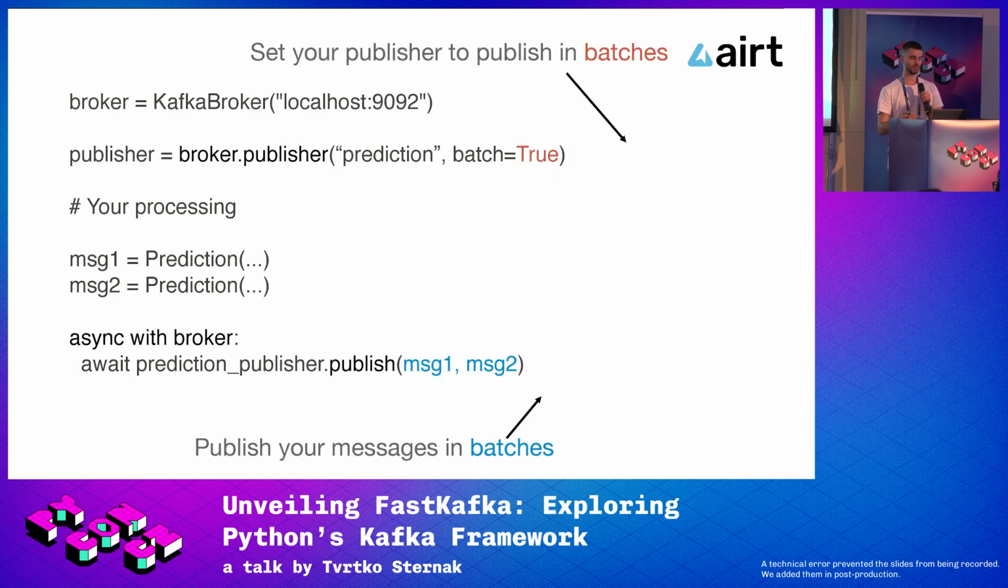The next thing, you want to publish in batches. This is a feature of Kafka. So when you're publishing, you have to compress the messages and make an API call. So if you want to have a lower overhead or better compression, you want to publish multiple messages, not just one by one. So to do that, you initialize your publisher with batch equals true. And when you want to use it, you publish multiple messages as a tuple, and it will handle everything for you internally.